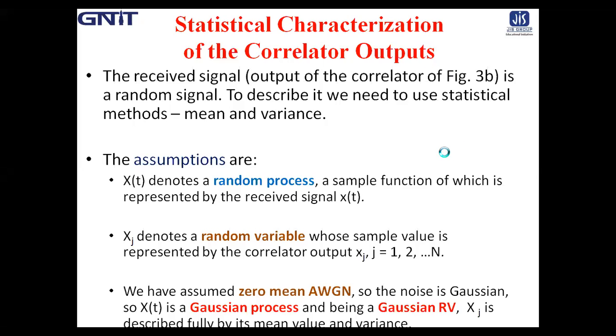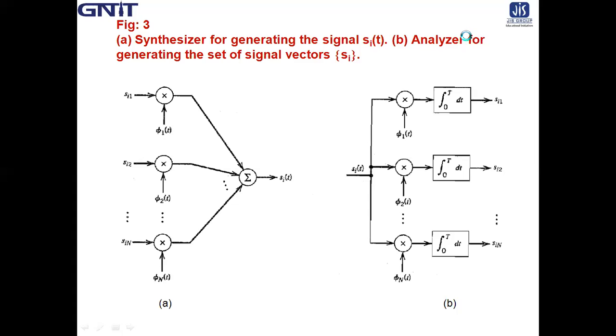Now, statistical characterization of the correlator output. This is the correlator circuit, figure 3b, the analyzer circuit, where the signal si(t) enters N correlator circuits. That means a multiplier followed by an integrator circuit, and we get the coefficients si1, si2 up to siN.